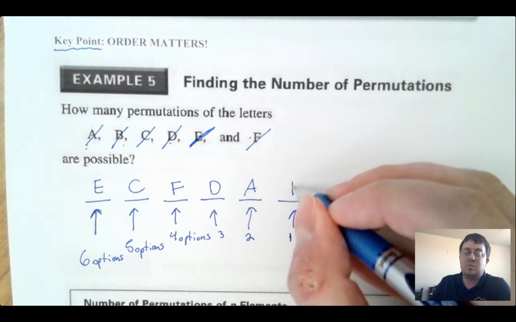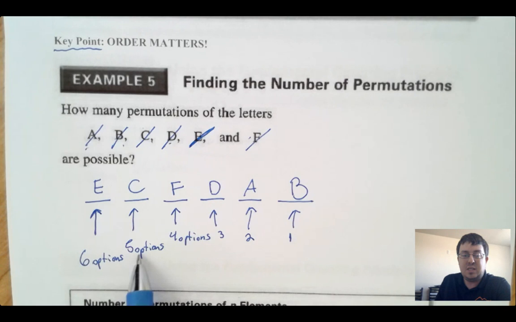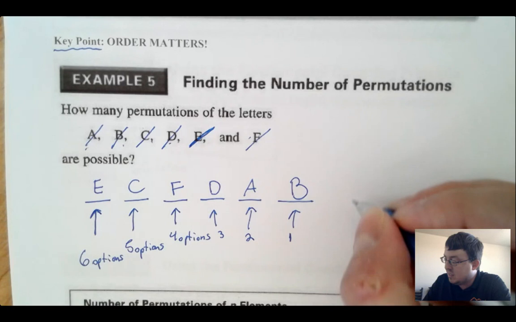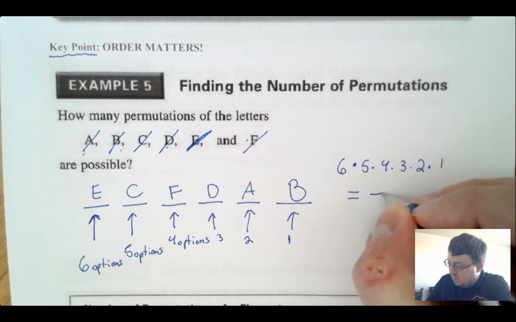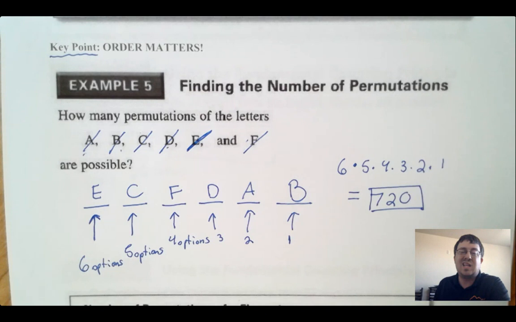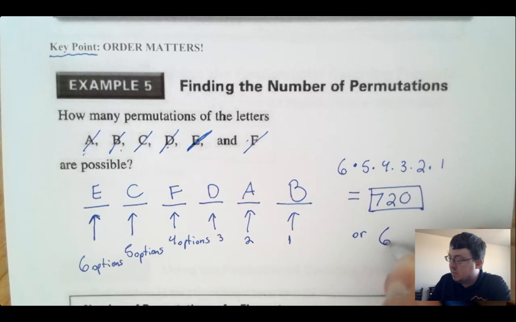What the fundamental counting principle tells me is that if I multiply all these options together, the six options, the five options, the four options, the three options, the two options, the one option, if I get 6 times 5 times 4 times 3 times 2 times 1, that will give me all the total options that I could get for rearranging these letters, which is 720. 720 different ways or permutations where order matters to rearrange these letters. We sometimes call this 6 factorial instead of having to write all of this out.